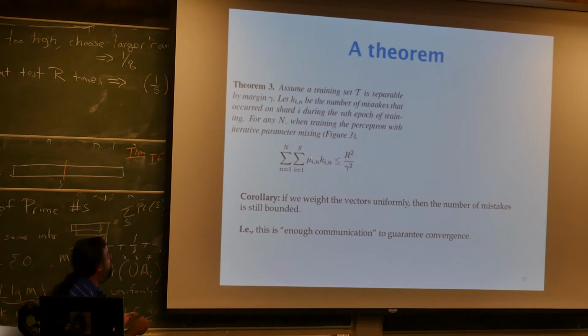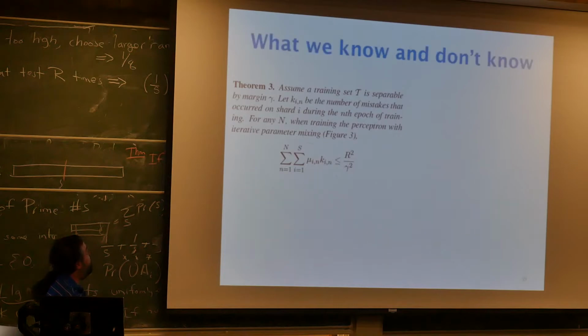As an example, supposing this is weighted uniformly, so this mu is basically 1 over s. Then it says we have a bound on the number of mistakes that get made. This is basically saying that this iterative parameter mixing algorithm does converge. I put a bound on the number of mistakes it's going to make. If the data is separable, it will get there, which is not the case for the first baseline algorithm where you just split the data and run the pieces separately. We're balancing the amount of work each processor does without getting new parameter vectors. They're not exchanging the parameter vectors all the time, just once per iteration. But that's okay. It's enough communication to guarantee convergence.